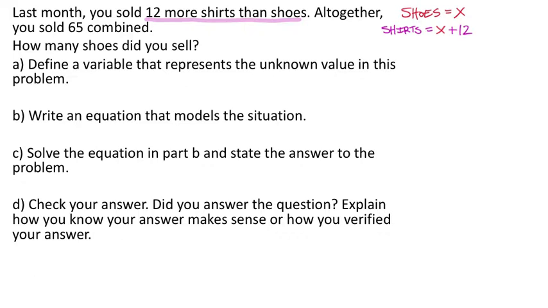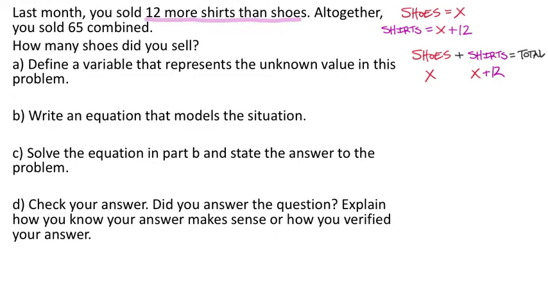So these are the two parts that we have. The equation is going to take shoes and shirts, and if we add these together, we should get the total amount of articles sold. So we have these values: the shoes, that's X, and shirts is X plus 12.